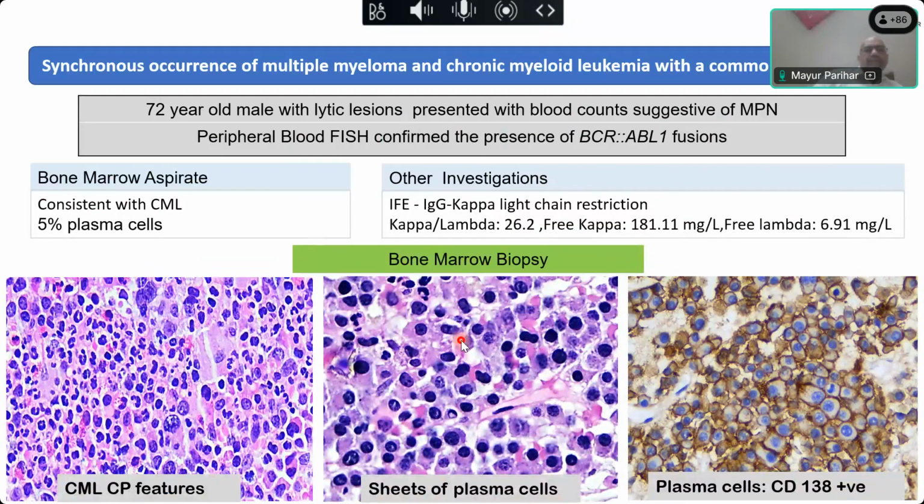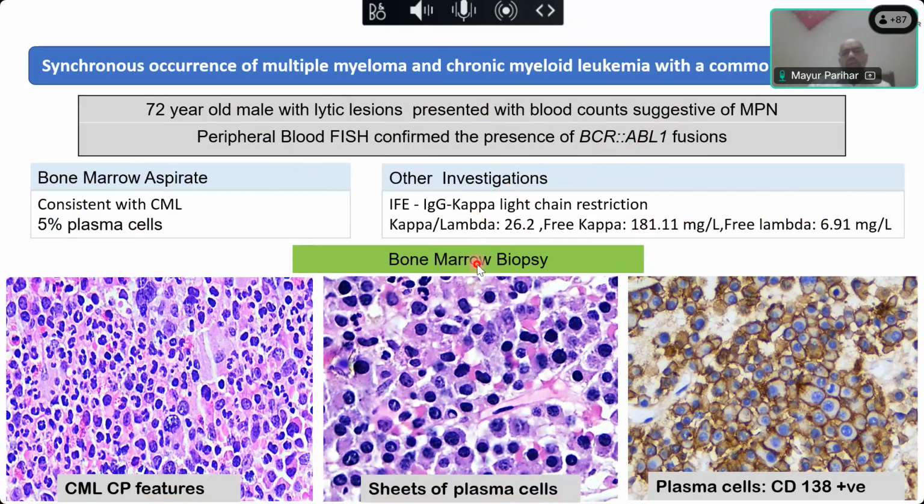Now let me show you an interesting case. Myeloma is a disease of the elderly, although you do see it in some young patients also. This was a 72-year-old male with lytic lesions who presented with high blood counts, suggestive of myeloproliferative neoplasm. We did a peripheral blood FISH and got a BCR-ABL fusion positive. When we did a bone marrow aspirate, this patient had 5% plasma cells, and the lambda kappa chains were also deranged.